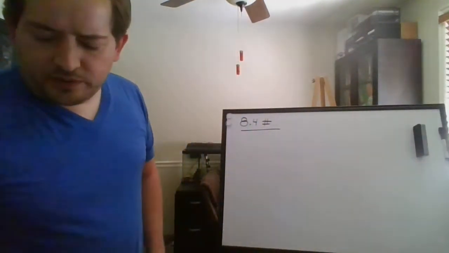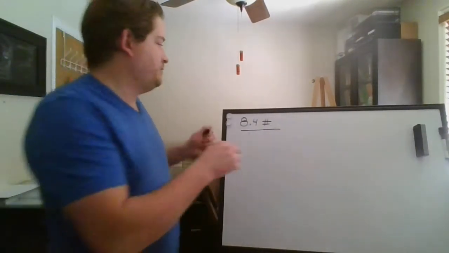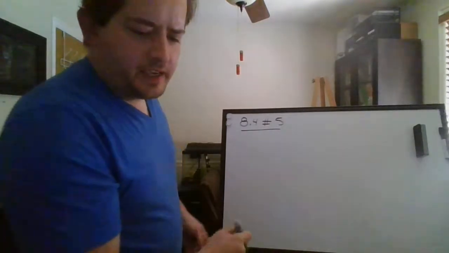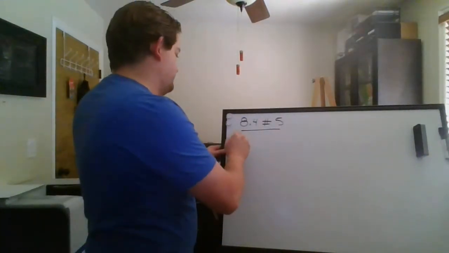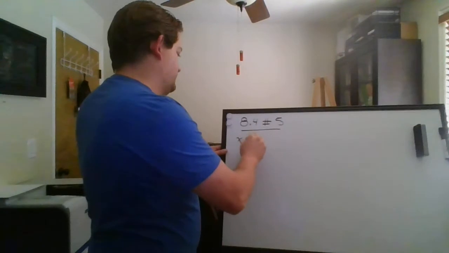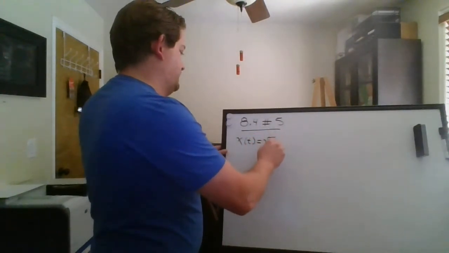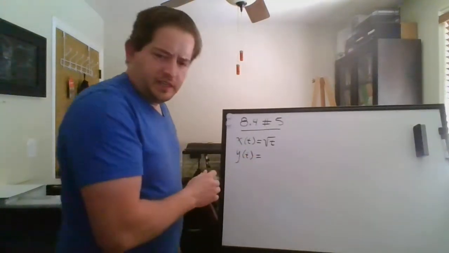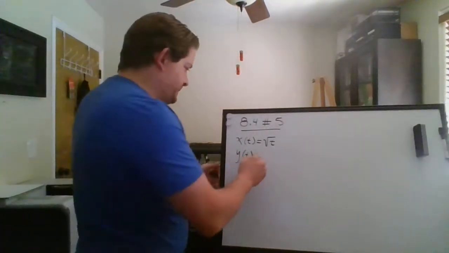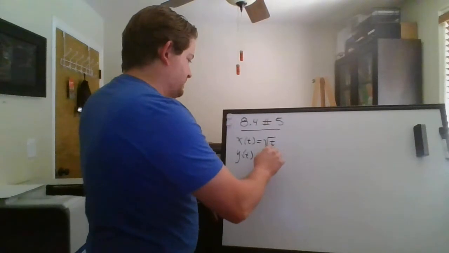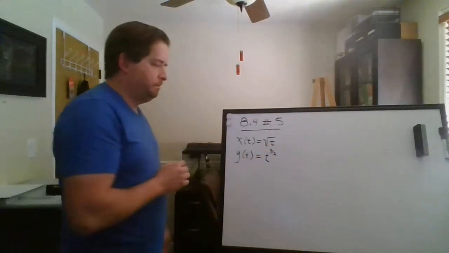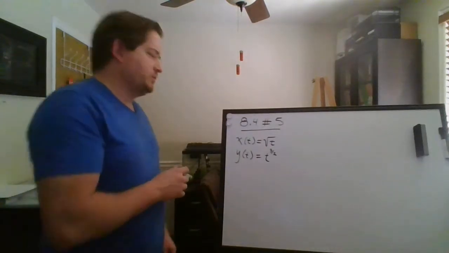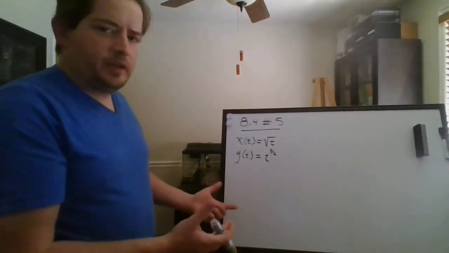The next one I had a question on was number 5. Number 5 says to take x of t as the square root of t, and y of t is t to the 3/2. Right? And we're supposed to manipulate these into a rectangular coordinate equation by eliminating t.